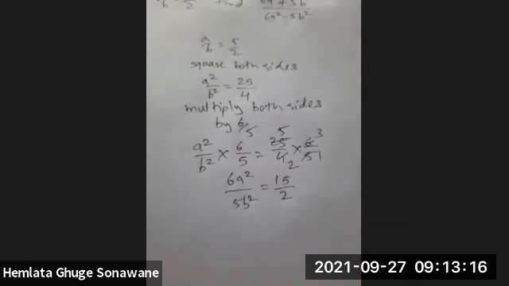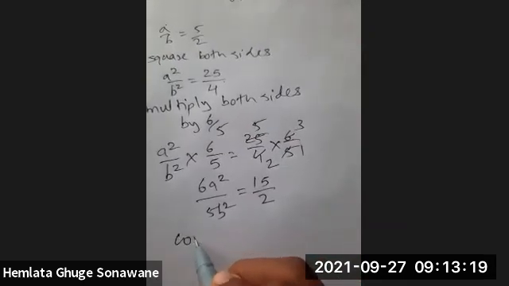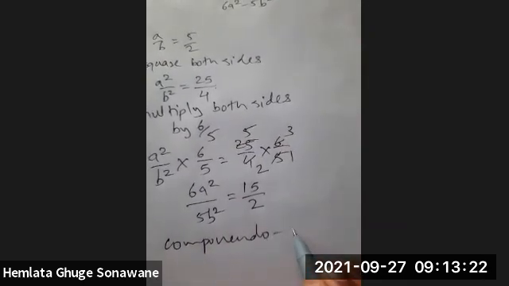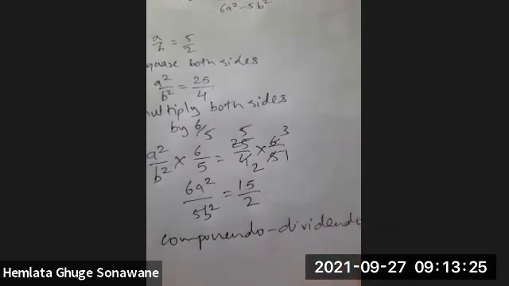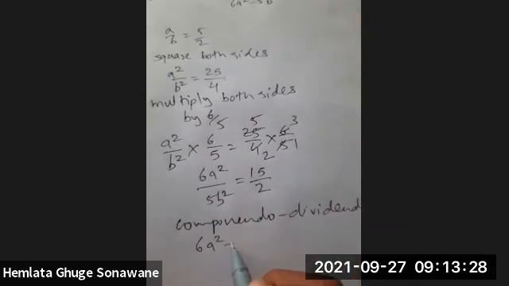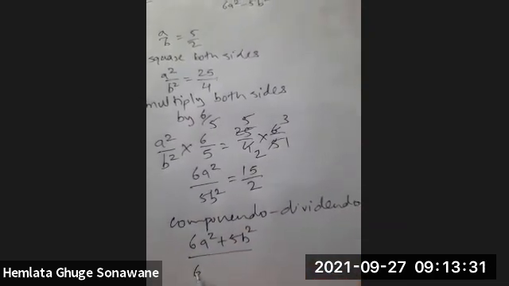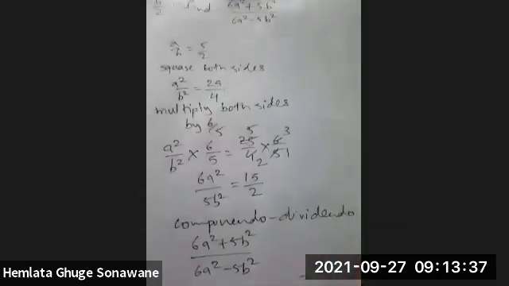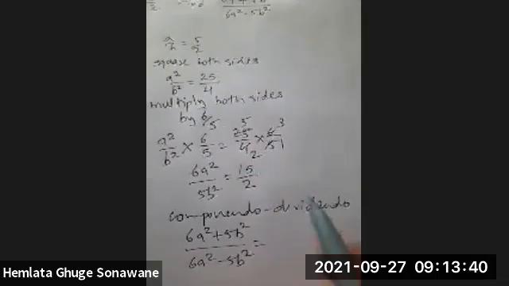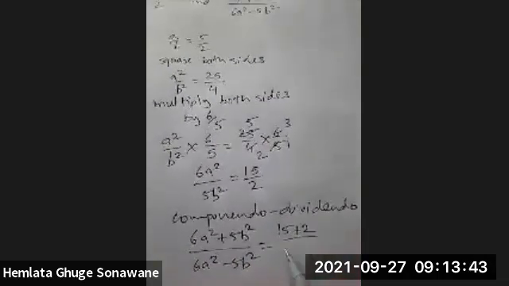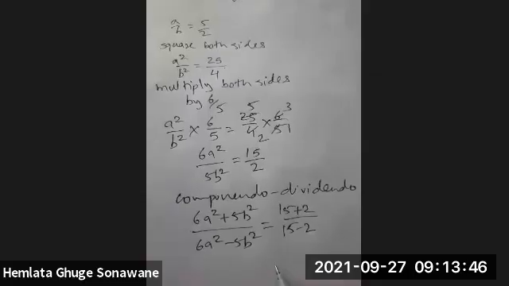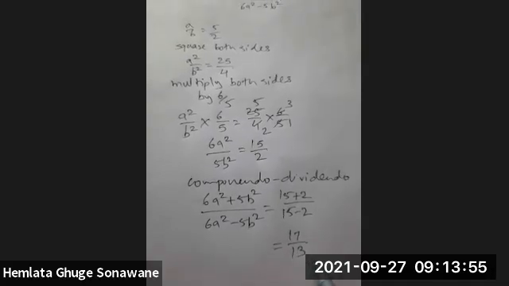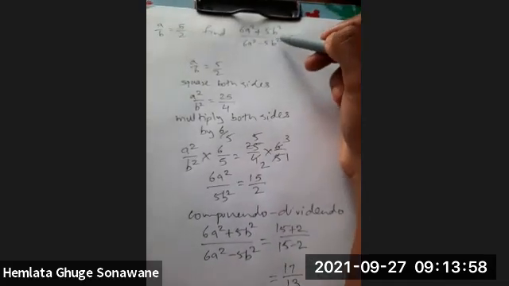Apply the componendo and dividendo. Very good. We'll apply property of componendo and dividendo. So it becomes 6a square plus 5b square upon 6a square minus 5b square. That is the expression which we have to find out the answer. Now here also 15 plus 2, 15 minus 2, very good. So it becomes 17 upon 13. So this is the value of given expression we have to find out.